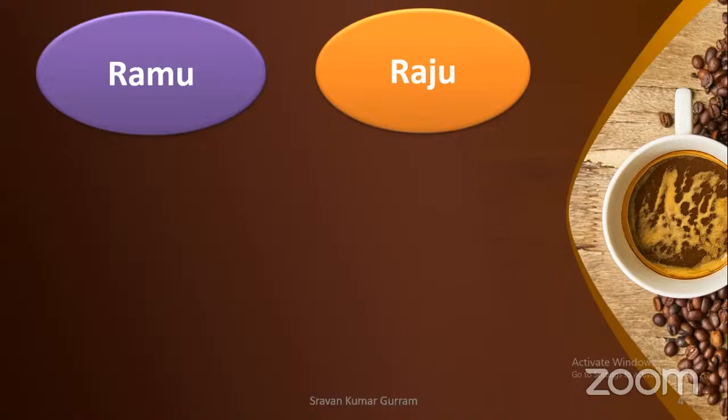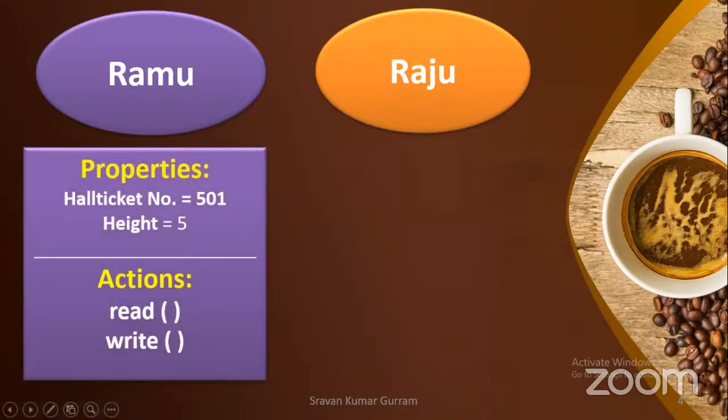Let us take, we have two students with the name Ramu and Raju. Every student has some properties and every student can do some actions. In my example, the properties these two students have are hall ticket number and height. Let us say the student Ramu's hall ticket number is 501 and the height of the student Ramu is 5 feet. And the actions that can be performed by the student Ramu are read operation and write operation. Ramu can read and can do write also.